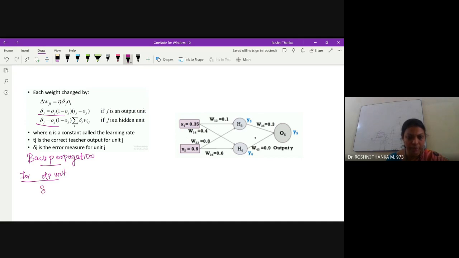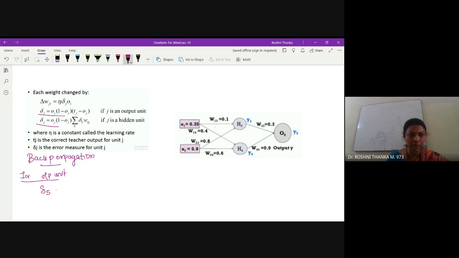Error is denoted by delta. For this node O5, it is denoted as delta 5. That is the error. Okay. For the O5 node only we are going to find the error, so I'm going to denote it as delta 5. This value denotes the error, and that is what we are going to find. Since it is an output unit, we have to use this formula to calculate it.